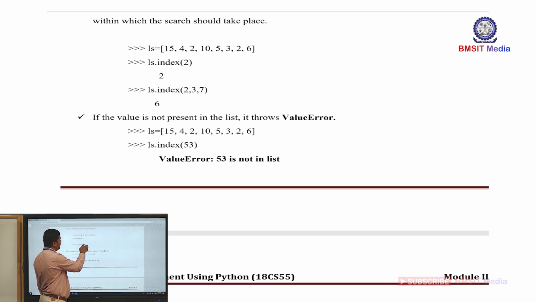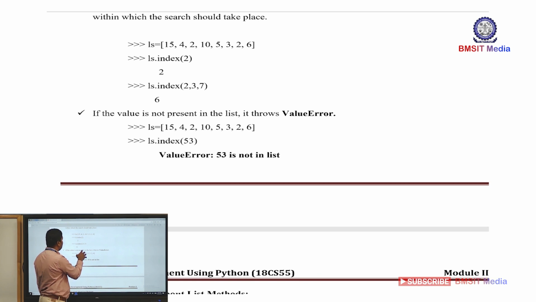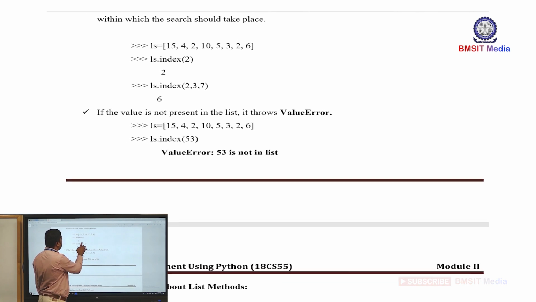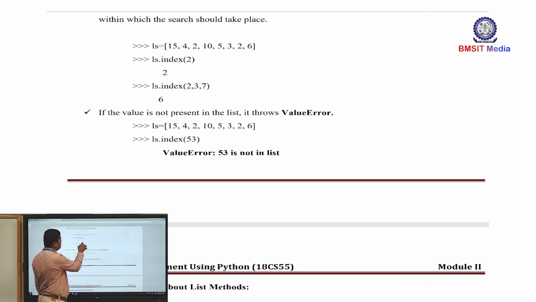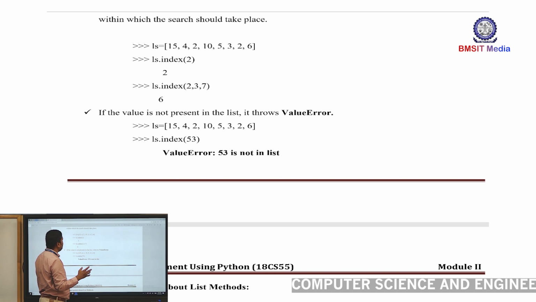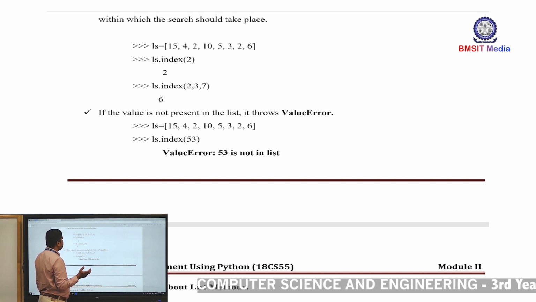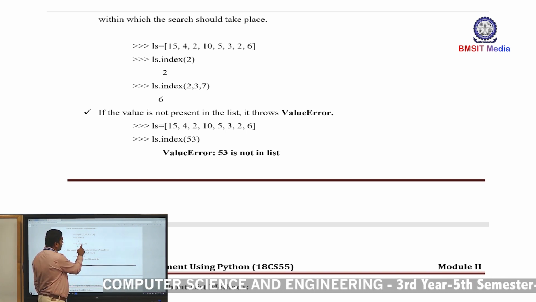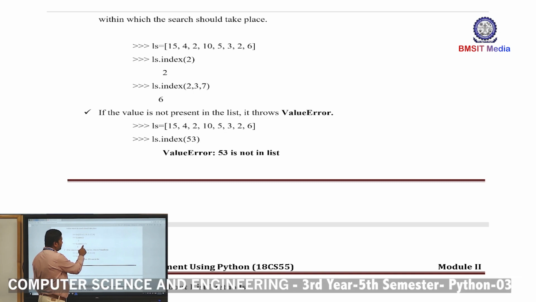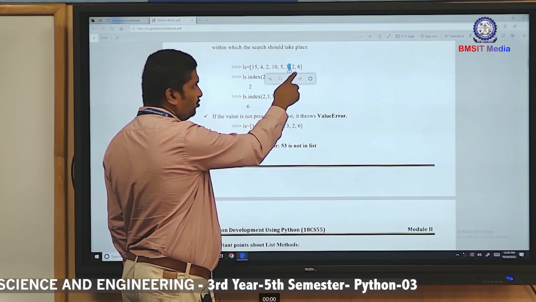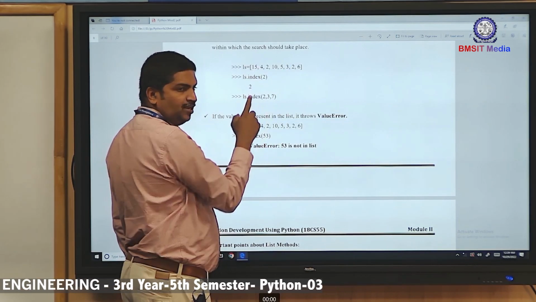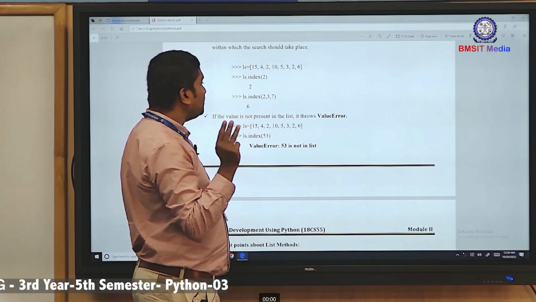Okay, what is the index of 2 here? It is 2 itself. But whenever I give ls.index of 2 comma 3 comma 7, I have given 3 values here. So what happens? It will go to this particular 2. It will not give 2 as the output because you are giving 3 parameters here.